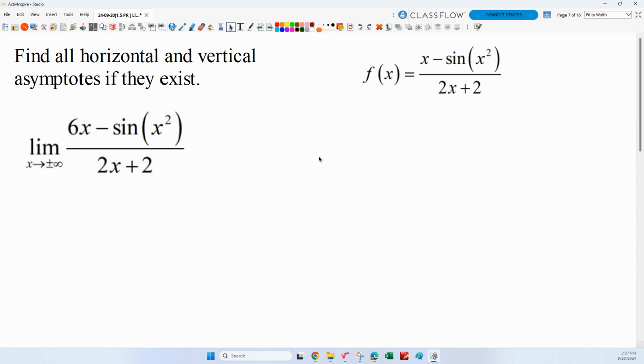We got sine. Is that going to be a problem? Okay, now the sine is definitely going to impact the way this thing looks, but I'm not really asking you what it looks like. All I want to know about are horizontal and vertical asymptotes. So first of all, let's do the horizontal asymptotes because we've already got that limit set up. We're approaching positive or negative infinity. What's the answer going to be?